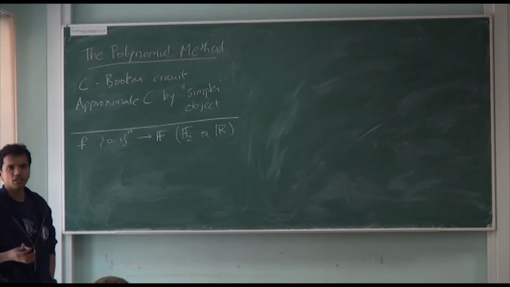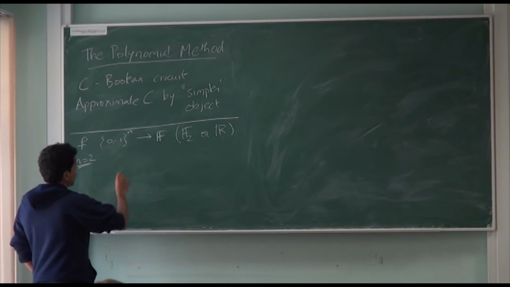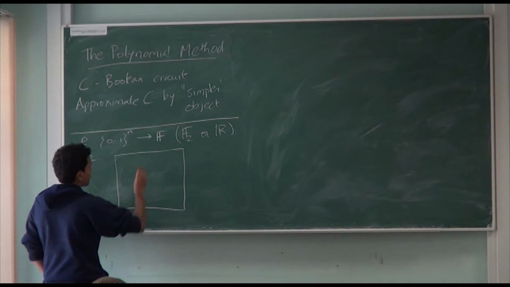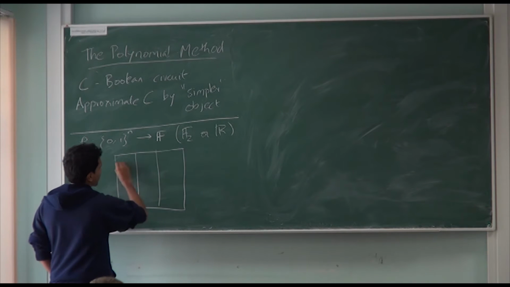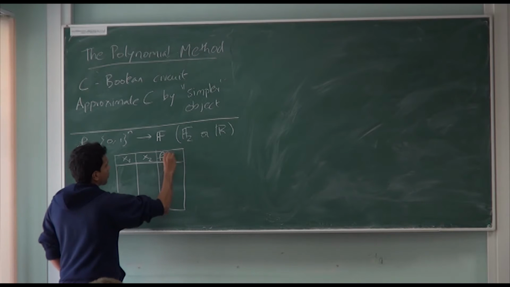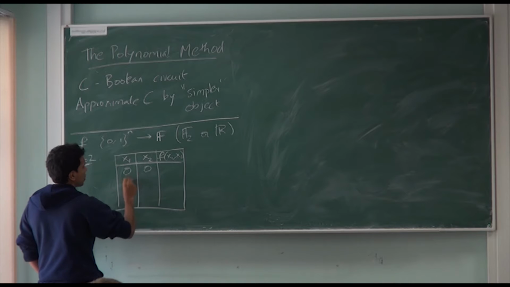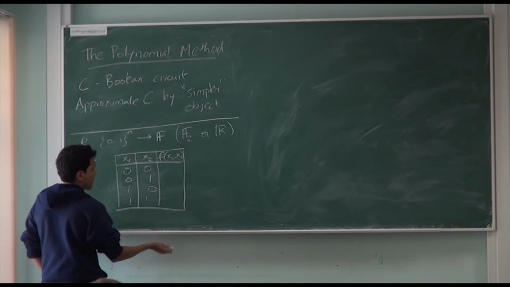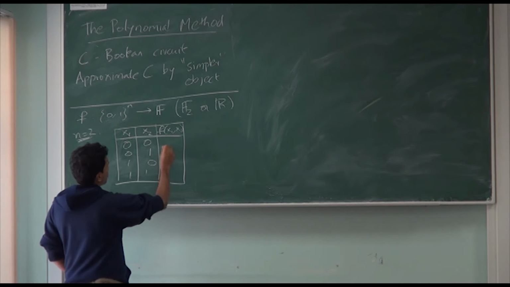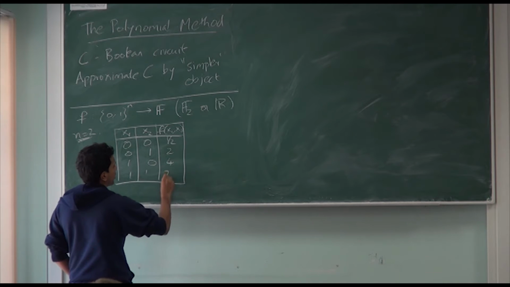So let's do a very simple example. Let's try n equals 2, for example. Let me start with some arbitrary 2-variable function, and let me write down its truth table. Suppose I have 2 variables, I'll call them x1 and x2, and f of x1, x2. There are four possible assignments here, and we could have some arbitrary 4 numbers. So let's say a half, 2, 4, and 7.5.